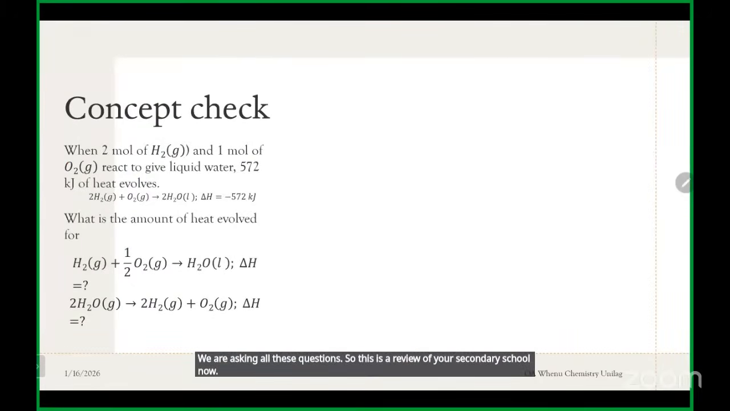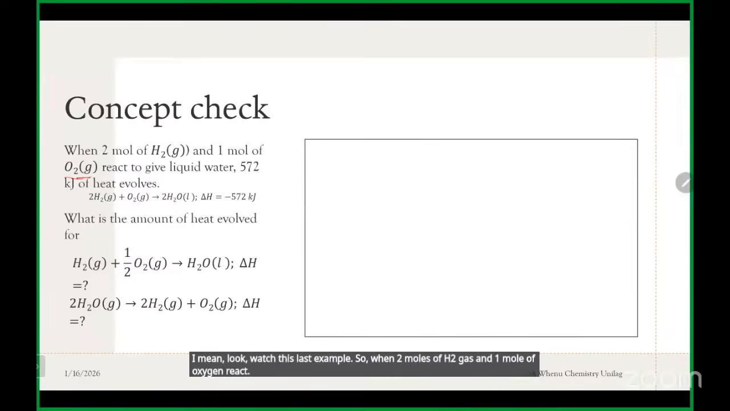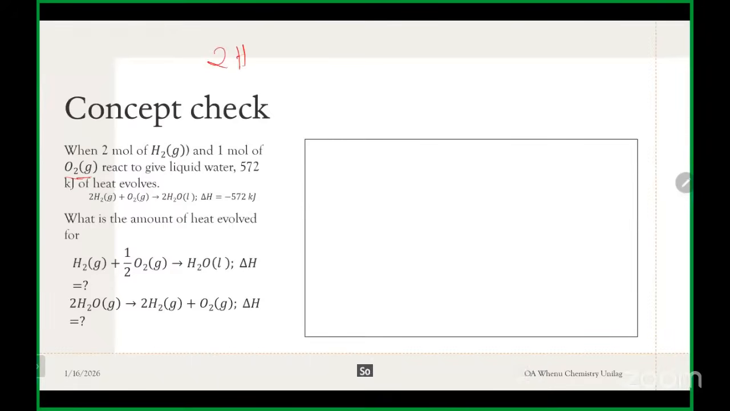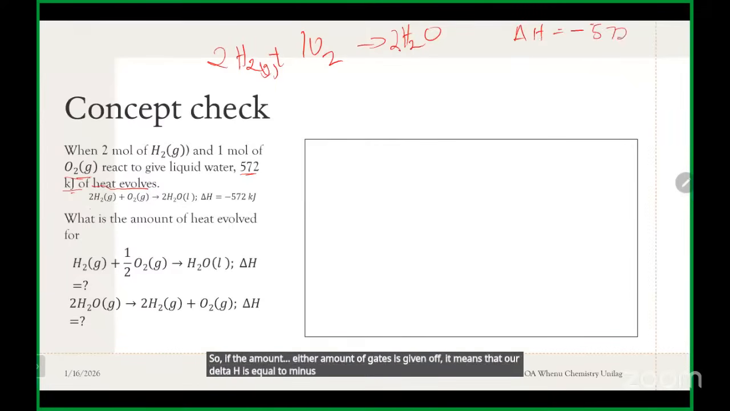Let me work this last example. When 2 moles of H2 gas and 1 mole of oxygen react to give water, this is the amount of heat that is given up. So if that amount is given up, it means that our delta H is equal to minus 572.